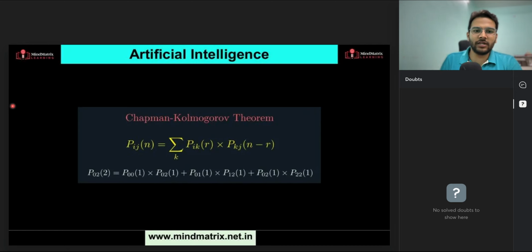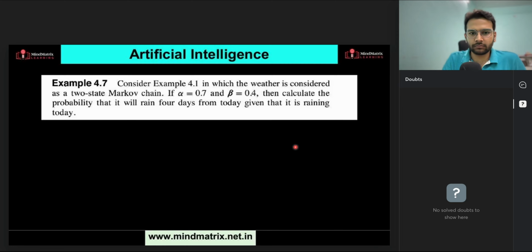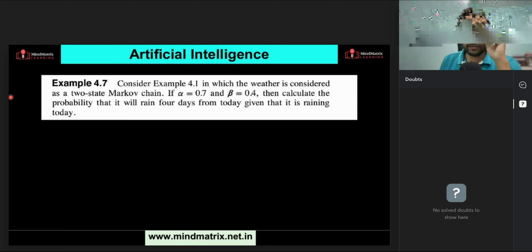This is what we have seen in this Chapman-Kolmogorov theorem, you can say. Okay, this is the calculation that we have written. See this, and then we can end this class.